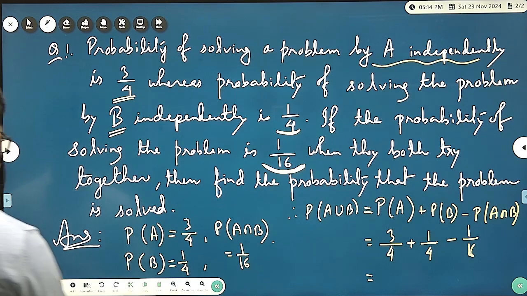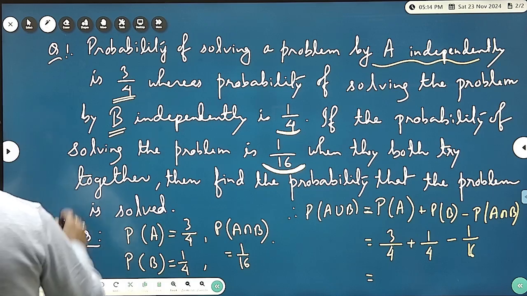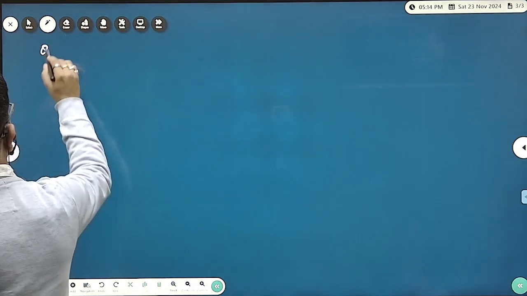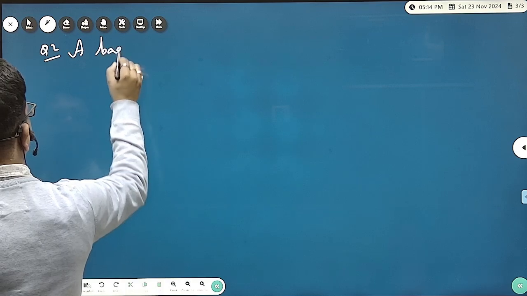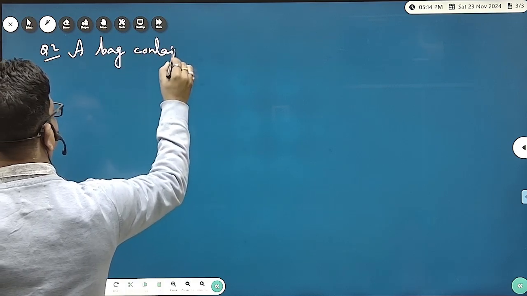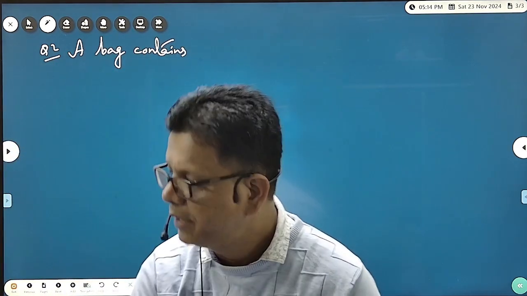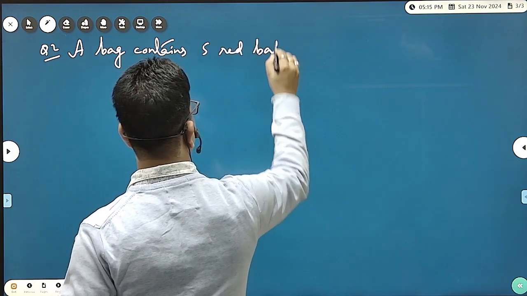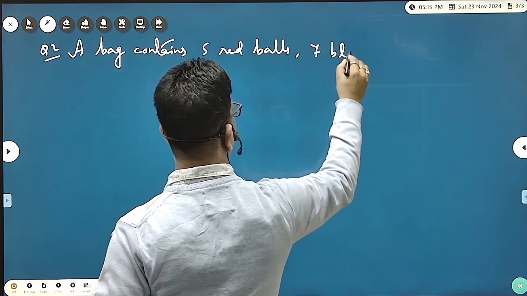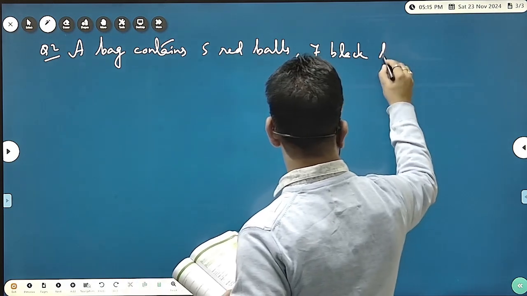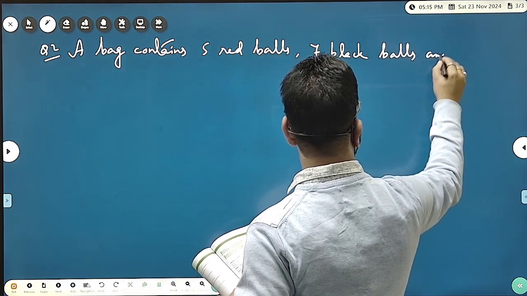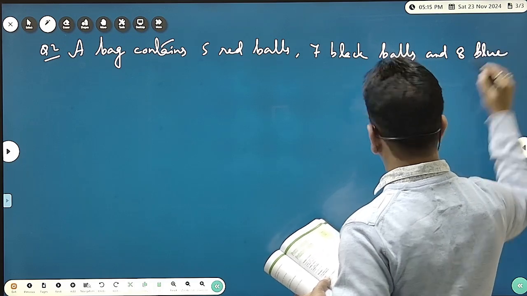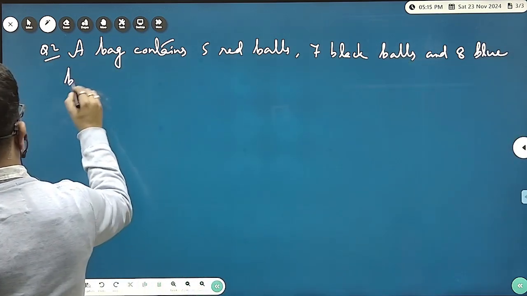Okay, right. Question number 2. A bag contains, so similar one, an example I'm taking from there. A bag contains, suppose, 5 red balls, 7 black balls, and 8 blue balls. Okay.